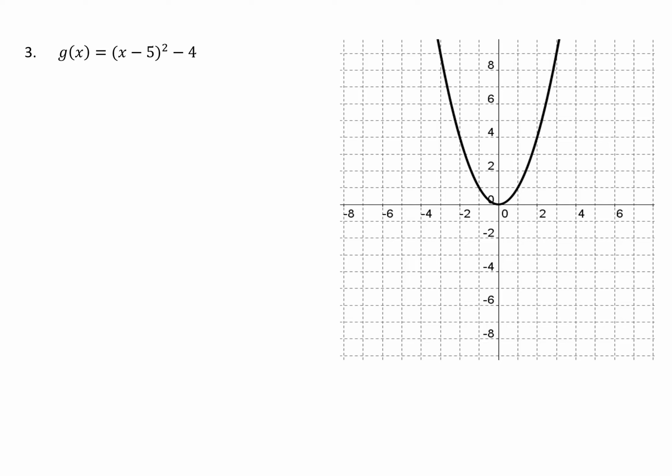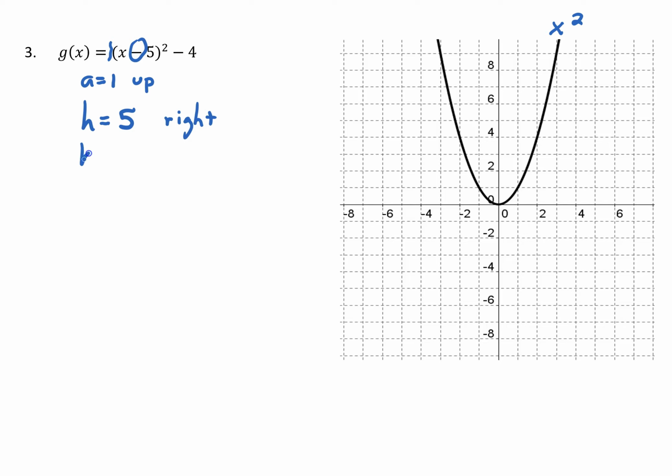The third and last example reads g of x equals x minus 5 squared minus 4. I first identify that a equals +1, since there's no number or symbol in front of the parenthesis. That means this graph will open up like it normally does with just the graph of x squared. The h value is +5. Remember, you always take opposite of whatever symbol is in the parenthesis. So we'll be moving our vertex right 5.